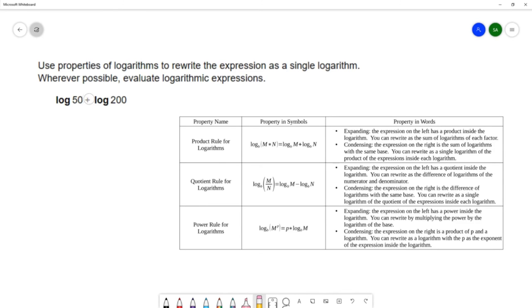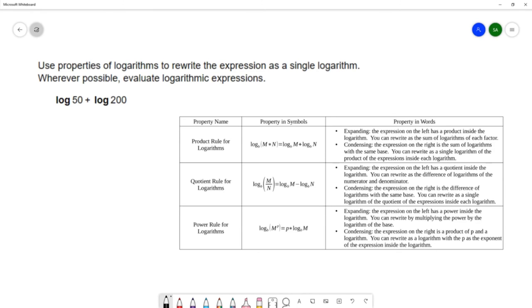So in our example, we have a plus, and I'm going to look through these rules and notice that the product rule has a plus in the expression here. So when we're adding two logs with the same base, we're going to be able to combine or condense that to a single logarithm with multiplication, and that's why this is called the product rule. Now, when I look at the logarithms we want to make sure that before condensing them, they have the same base. I have log of 50 and log of 200, and the base is not specified. When the base is not specified, we assume that it has a base of 10.